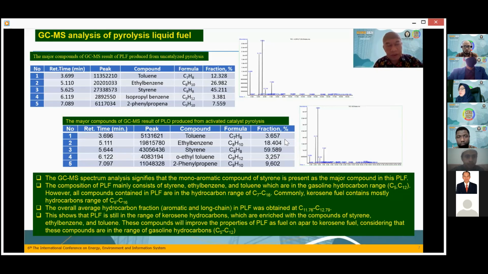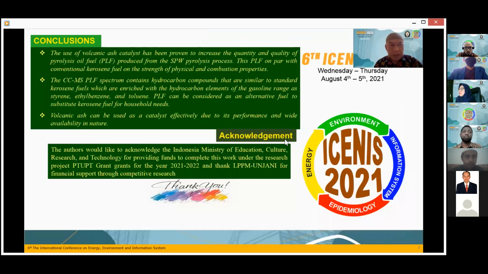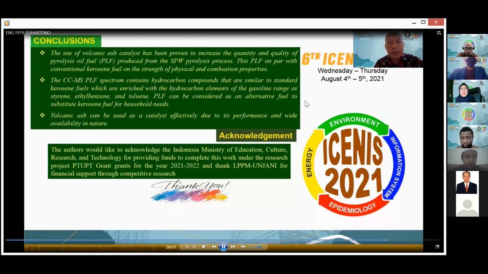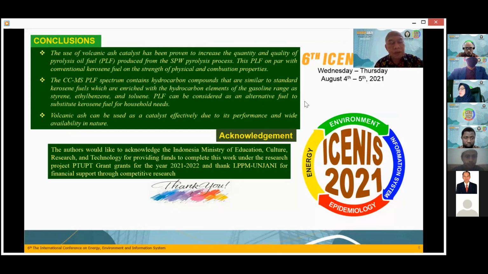as a fuel on a par with kerosene fuel, considering that the compounds are in the gasoline range of carbon C5 to C12. As the conclusions can be summarized, the use of volcanic ash catalyst has been proven to increase the quality and quantity of pyrolysis fuel produced from styrofoam plastic waste pyrolysis. This pyrolysis liquid fuel is on a par with commercial kerosene fuel in terms of physical and combustion properties.